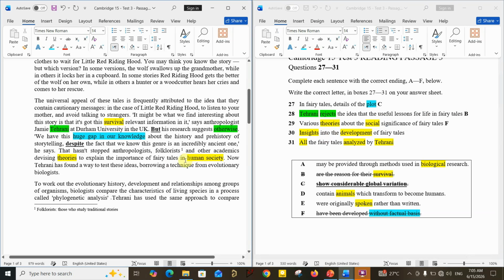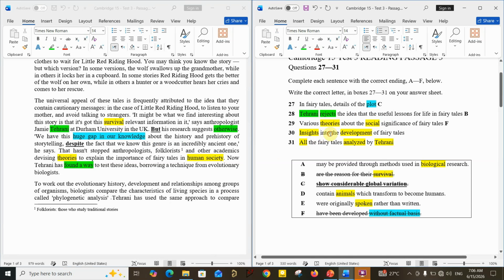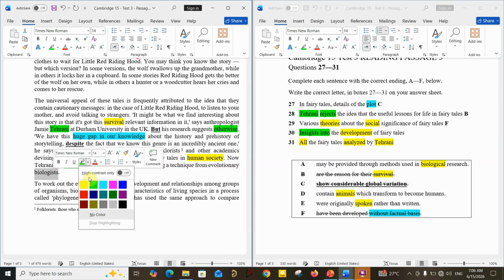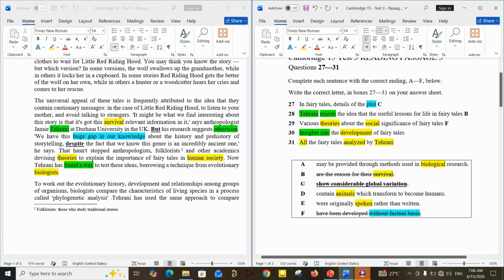Okay, now Tehrani has found a way. You see, found a way, insights into. These are exactly the same. To test these ideas, borrowing a technique from evolutionary biologists. So it's all about biologists, and we already read something. Yes, maybe provided through methods used in biological research. You see, this is pretty easy to find when you know the paraphrase.